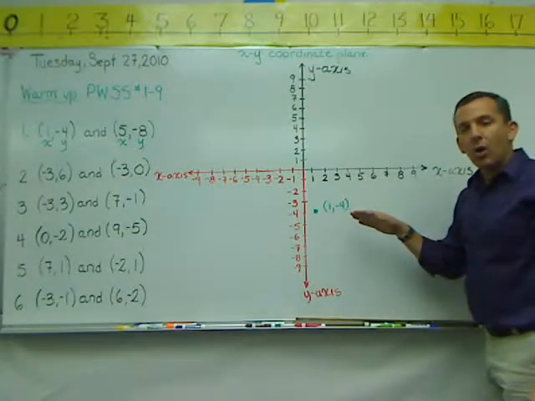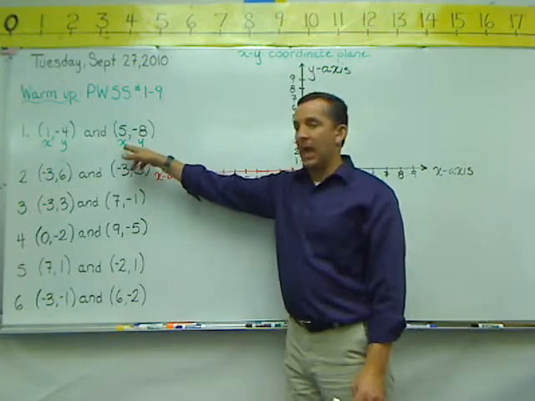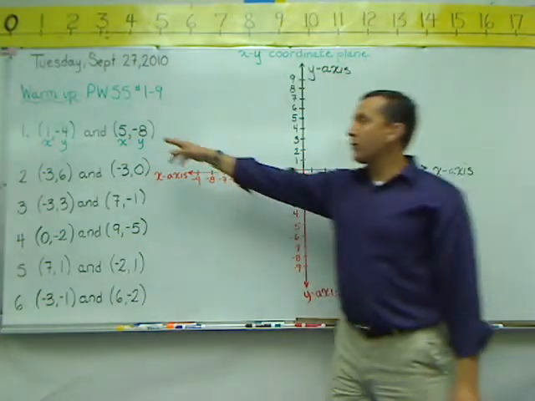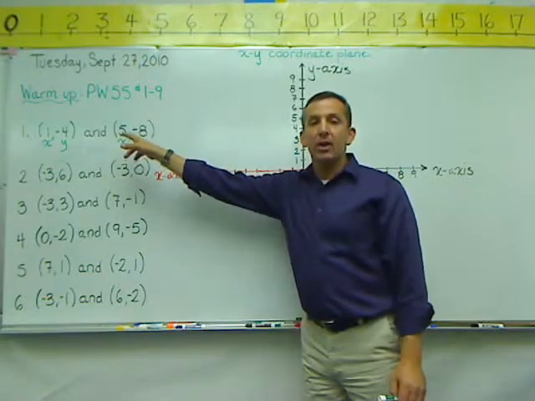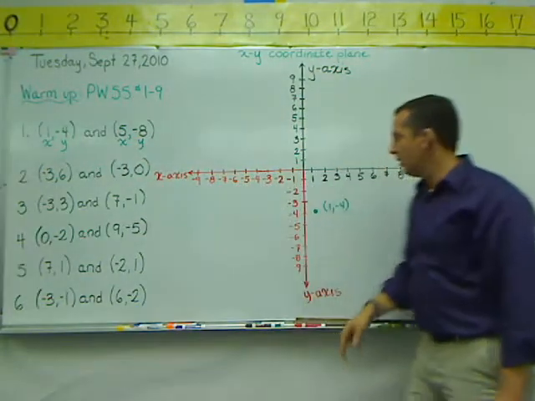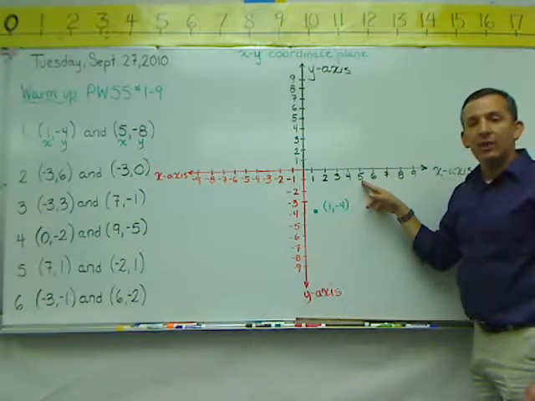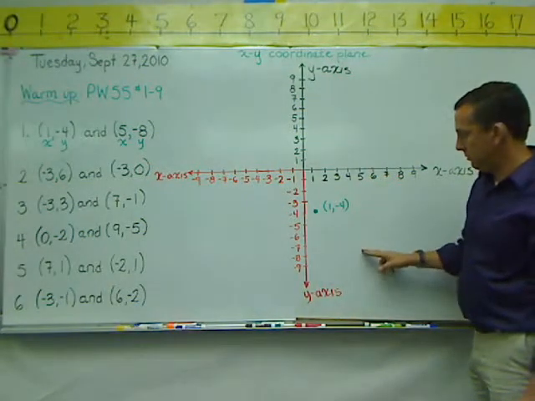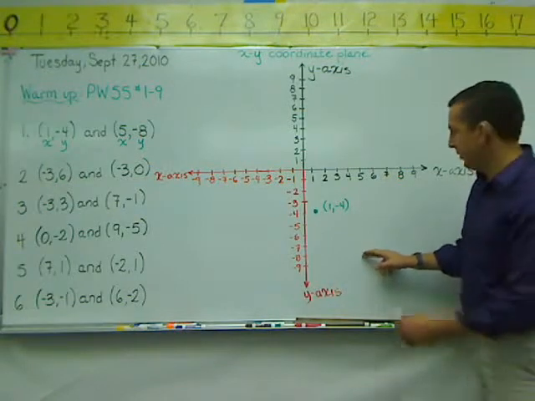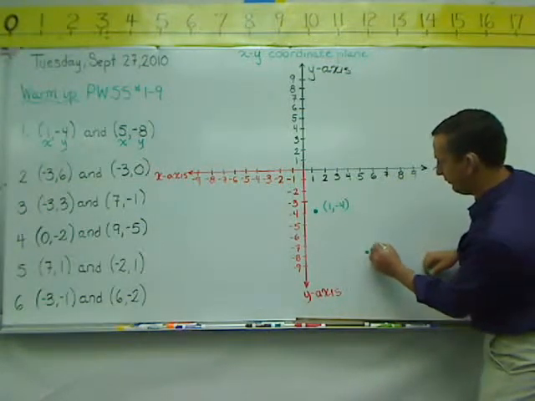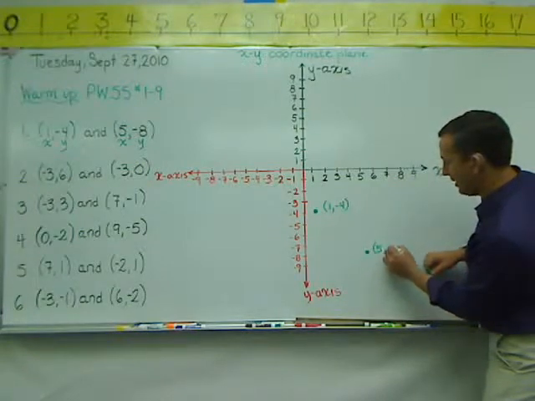Now for the second ordered pair, x is 5, y is negative 8. Of course, x is positive. 5 is positive, so I go here and I find 5 positive. And I go down negative 8, which is of course right down here. So I'm going to go ahead and label the point 5, negative 8.